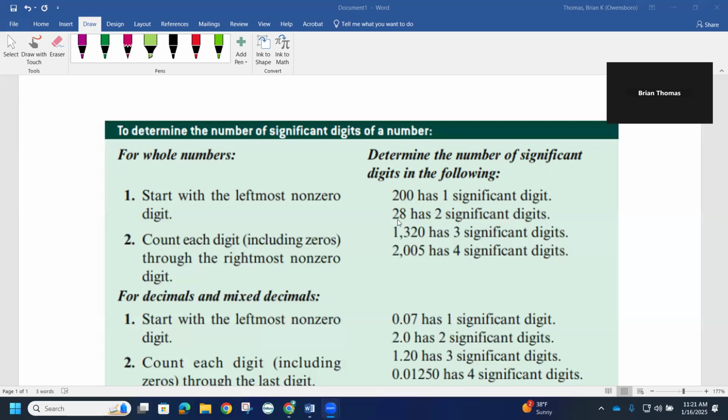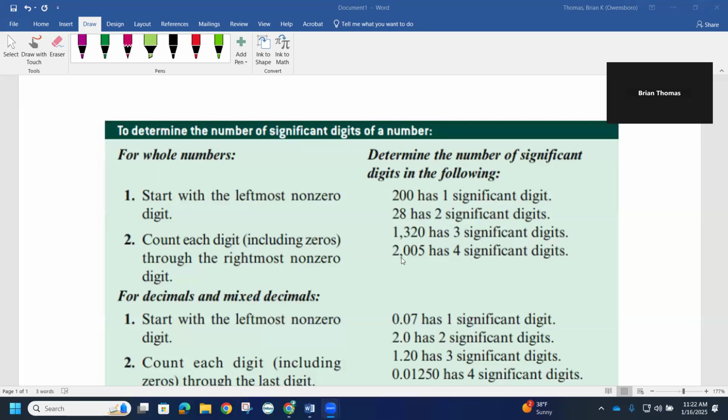If we look at 28, we start on the left. So again, 2 is a non-zero number, and we go to the right until we get to the far right non-zero number. Notice that 8 is the far right non-zero number. So again, there are two significant digits. Looking at 1,320, we start from the left and go to the right. So 1 is the far left non-zero number, and 2 is the far right non-zero number. So what we end up with then is 1, 2, 3 significant digits.